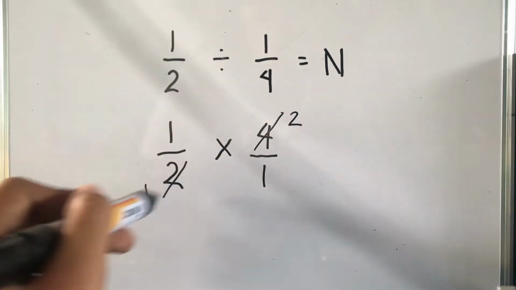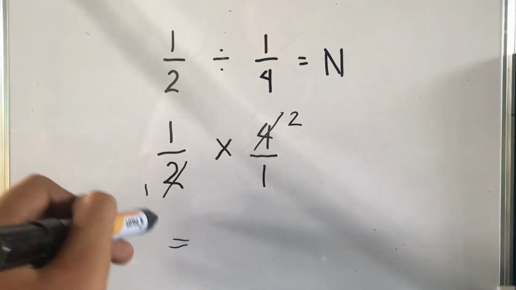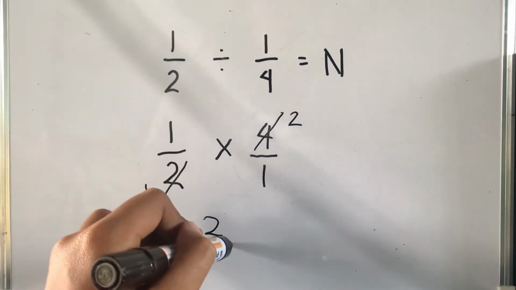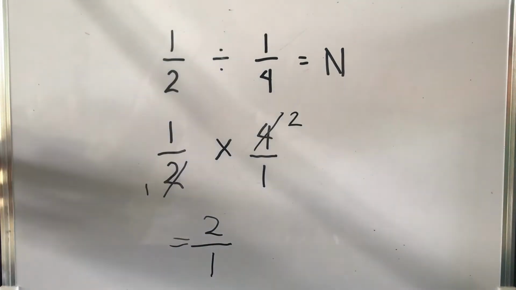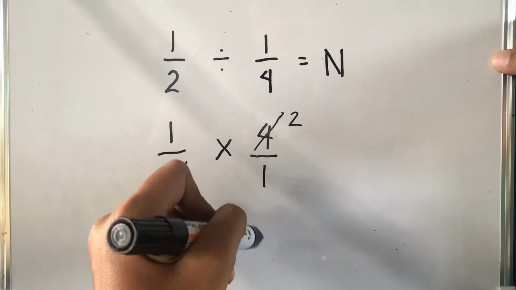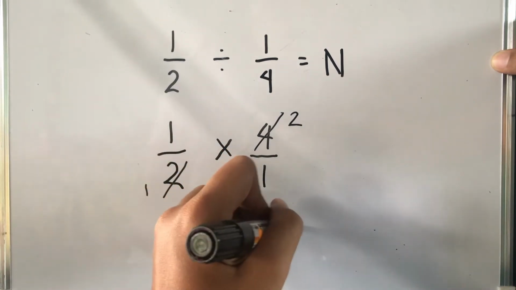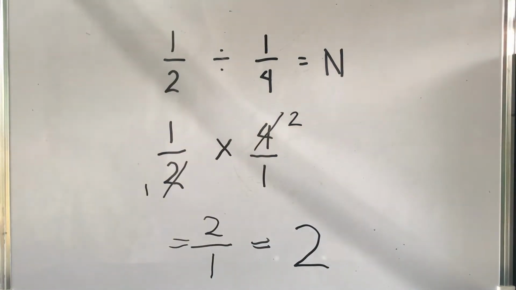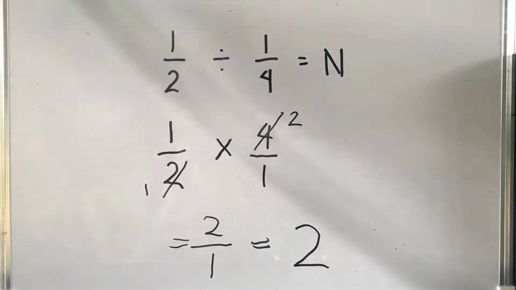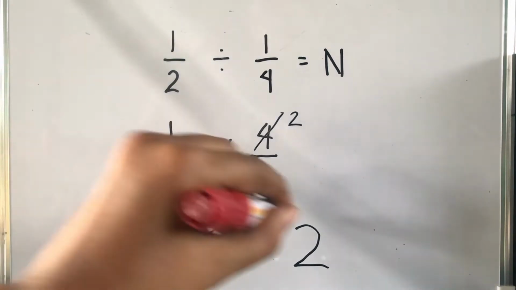So we will now find its answer. 1 times 2 equals 2/1. Or in short, since 1 is the denominator, 2/1 equals 2, or the whole number 2. Therefore, we can say that 1/2 divided by 1/4 equals 2.